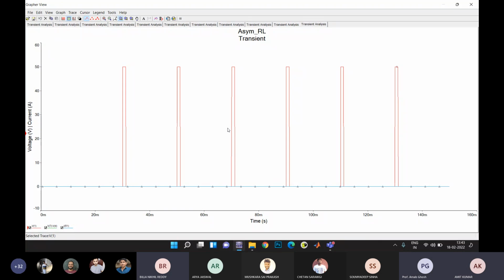This is the result for firing angle 180 degree. So nothing is coming. Yes, sir, 0 volt. Why? Because, sir, the thyristor is not started. That's why it is 0. Yes, sir. Now show me that RLE load.